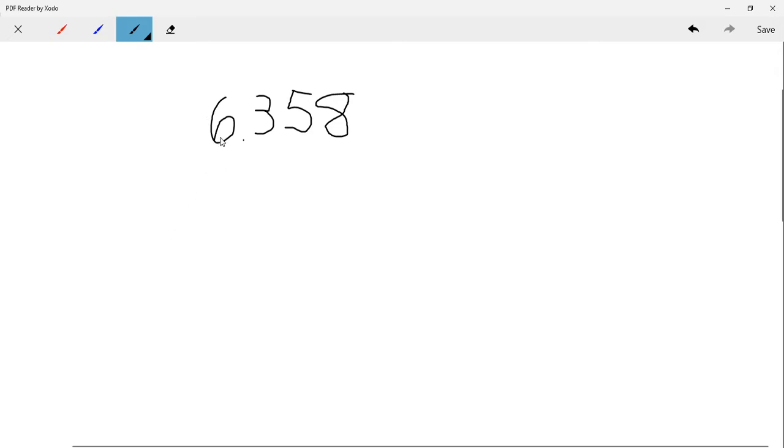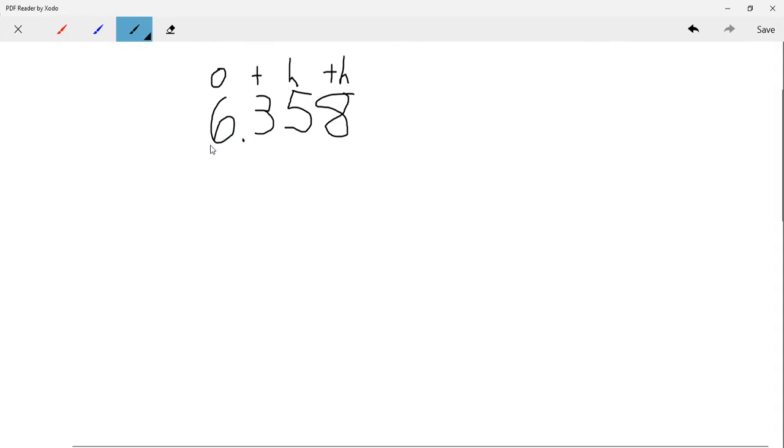Okay, so this number is 6 and 358 thousandths, right? So this is the ones. Okay, this is the tenths, right? This is the decimal. So this number is the ones place. This is the tenths, this is the hundredths, and this is the thousandths, okay? So that's different than the tens, hundreds, and thousands over here. These ones have a th at the end, and they are after the decimal.